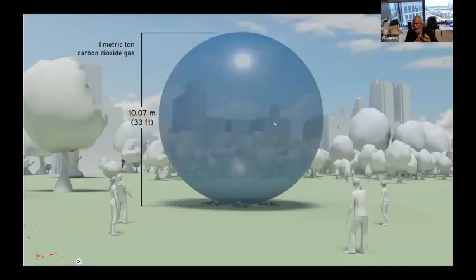All right. Being the graphic person that I am, I thought everybody would like to know what a metric ton looks like if you were going to see it as an object. It's a 33-foot tall round sphere. Just to give you some perspective of what a metric ton would look like, because obviously it's not an object, but if it was an object, that's what it would look like.